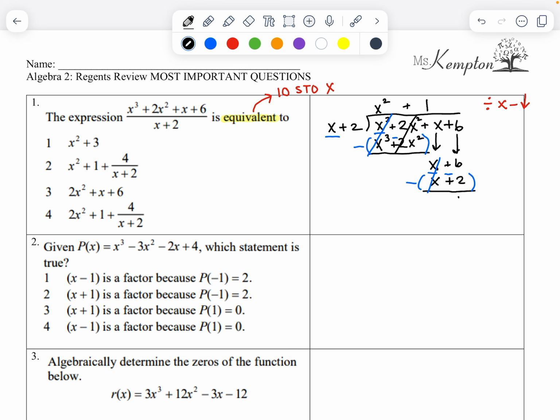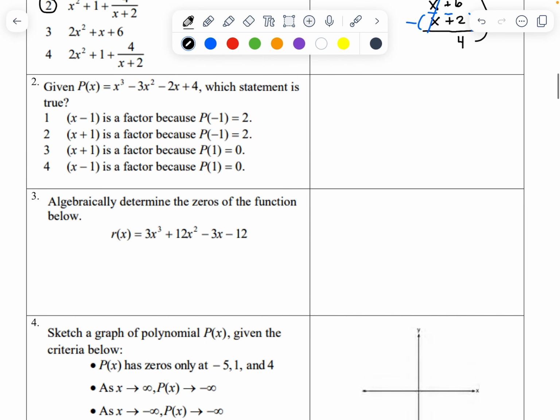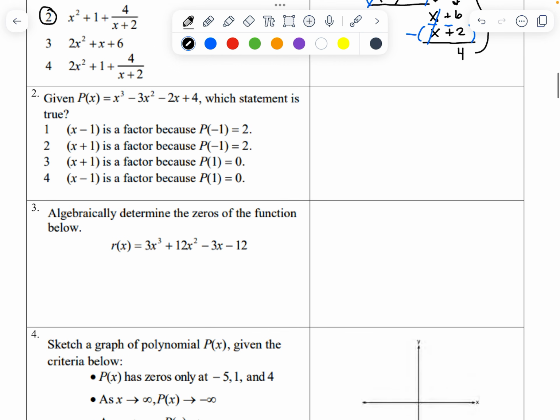6 minus 2 is 4, and then whatever our remainder is, we bring it on the top, and you always want to add or subtract that remainder and put it over whatever you divided by. So that looks like it is choice 2. Awesome. All right, the next question.